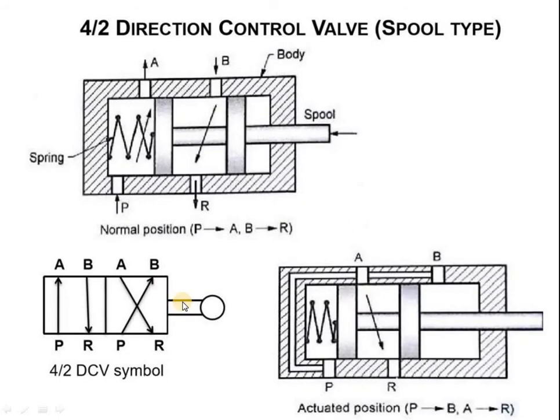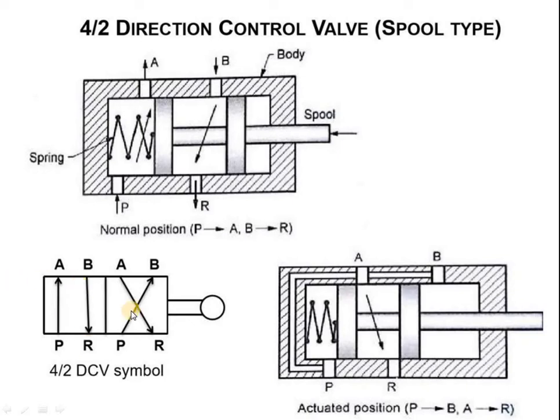Similarly, there is the 4/2 direction control valve. The 4 means there are 4 ports here. I will first explain the symbolic representation of this 4/2 valve. There are 2 positions, the first rectangle and the second rectangle, and it is push button operated. The 4 ports are: P, the pressure port; A and B, which are working ports; and R, the return port. A is one working port, B is also one working port, and R is a return port.